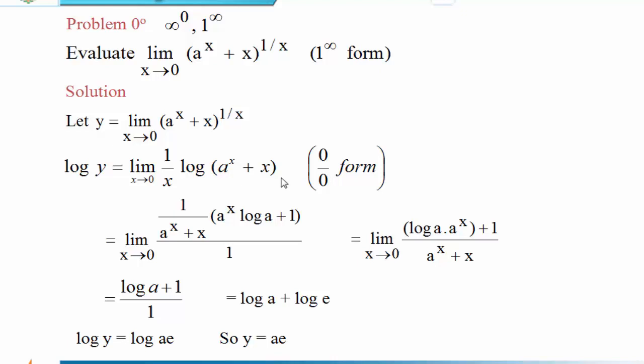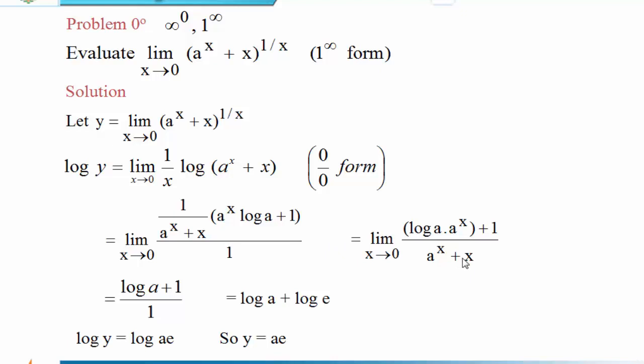Again applying L'Hospital rule, means taking the derivative of the numerator divided by the derivative of the denominator. First we focus on the denominator. The derivative of x is 1. Now the derivative of the numerator: the derivative of log is 1 upon whatever it may be in the bracket. Then the derivative of the inner function: the derivative of a raised to x is a raised to x into log a, plus the derivative of x is 1. Again simplify this, and we get it in this way.